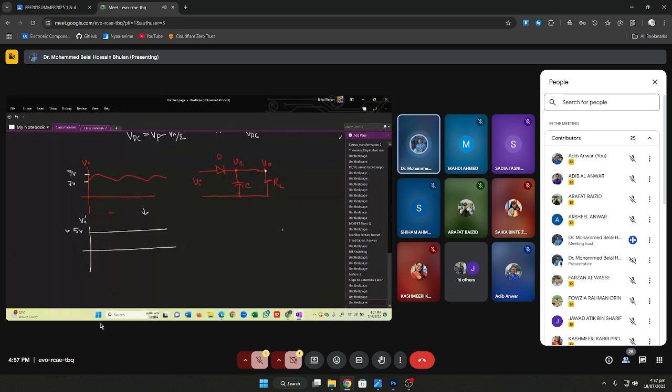This is an engineering problem. Engineering problem means I know what I want. I know 5 volt DC. I know the input is a rectified signal, 7 to 9 volt. What should I do to obtain this?